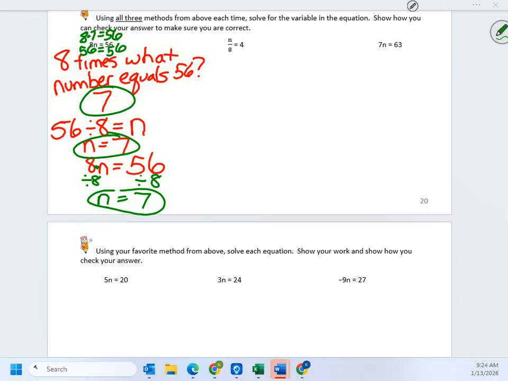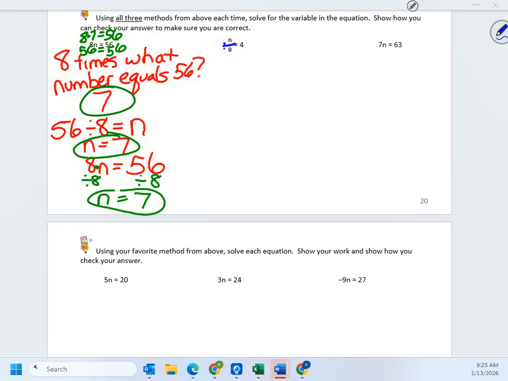The reason we check it and we put this side into our calculators is to make sure we're doing it correctly. Let's look at our next one. n over 8 equals 4. First thing we have to ask ourselves is what operation does that fraction bar mean, Alex? Division. So remember, when we see that fraction bar, we can make that division symbol.